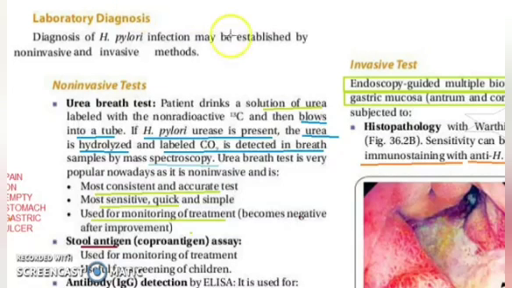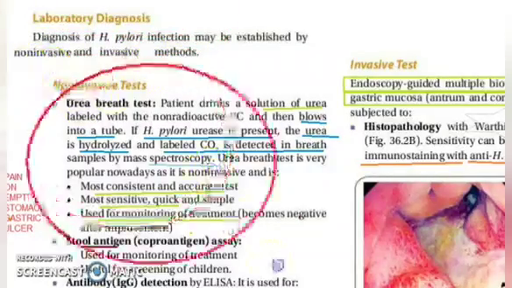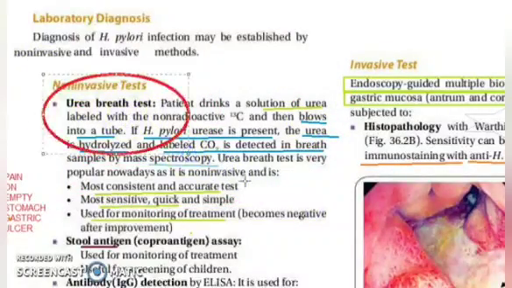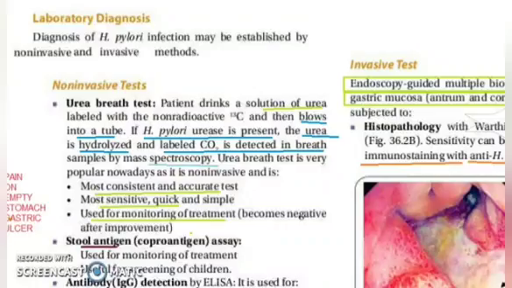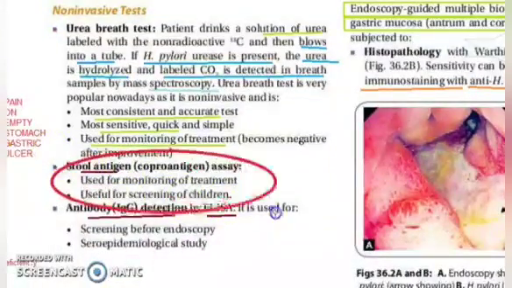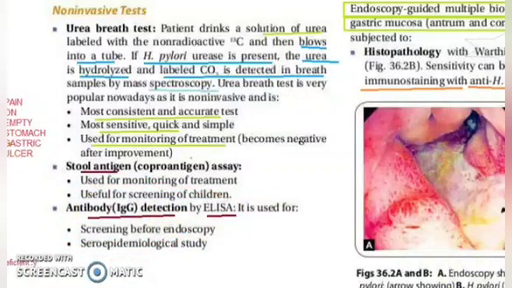Guys, in this video, let us focus on the lab diagnosis of H. pylori infection. There can be two ways of doing it, non-invasive or invasive. Obviously, you will always first try the non-invasive, right? Non-invasive, you have the urea breath test. I will tell you more details on that. Then you can have the stool antigen antibody detection, okay?